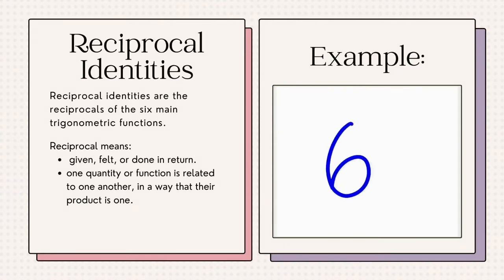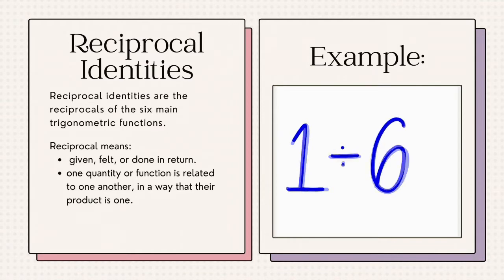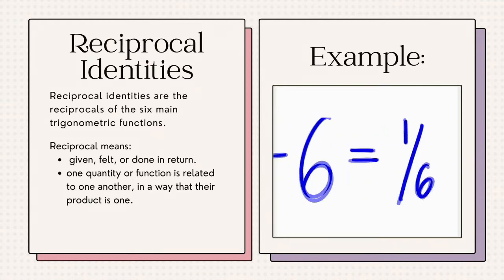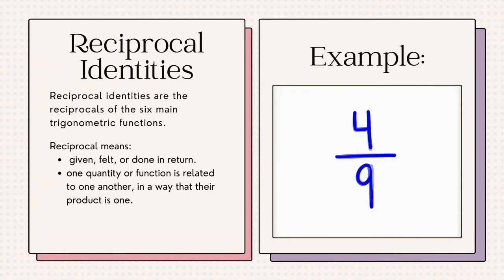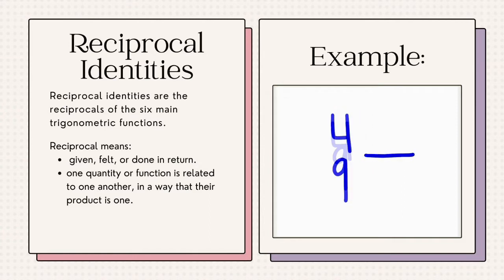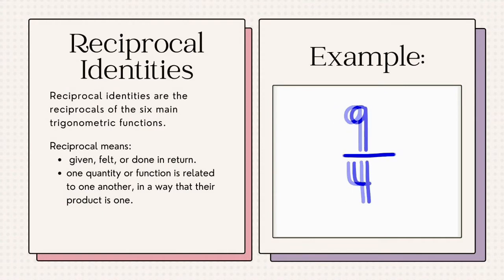Let us use the number 6 as an example. To get the reciprocal of the number 6, divide 1 by 6. Now you have 1 over 6. For fractions, let us use the example 4 over 9. To get the reciprocal, you need to switch the numerator and denominator. The numerator is the one at the top, and the denominator is the one at the bottom. Switch those two, and boom! You have the reciprocal of 4 over 9, which is 9 over 4.